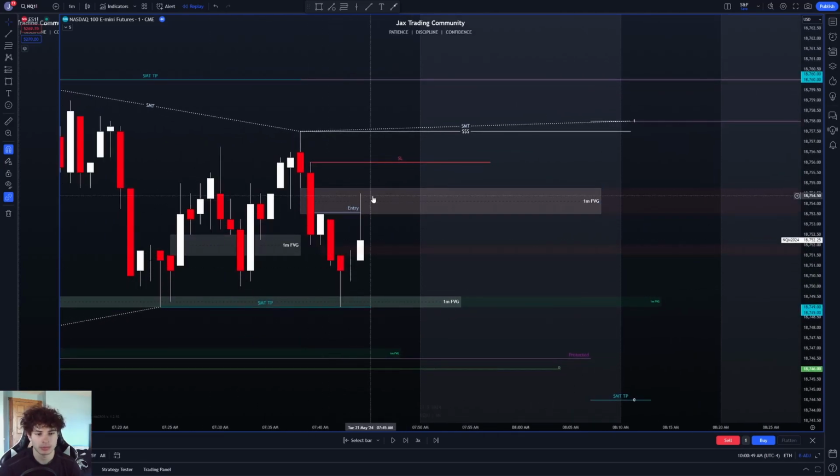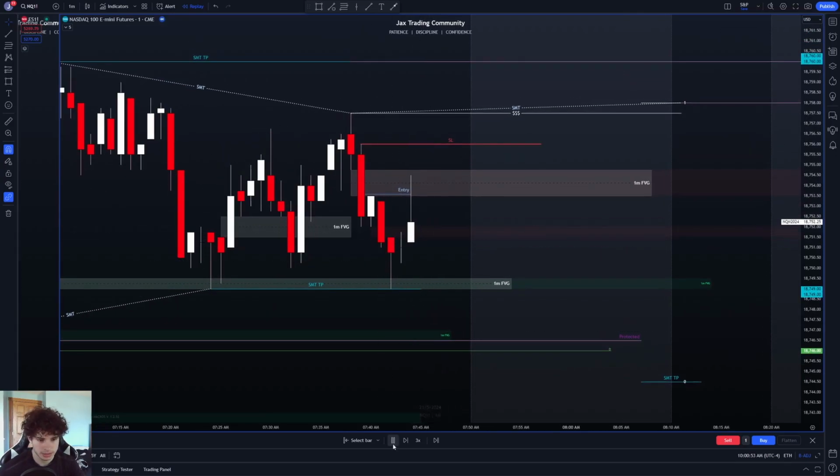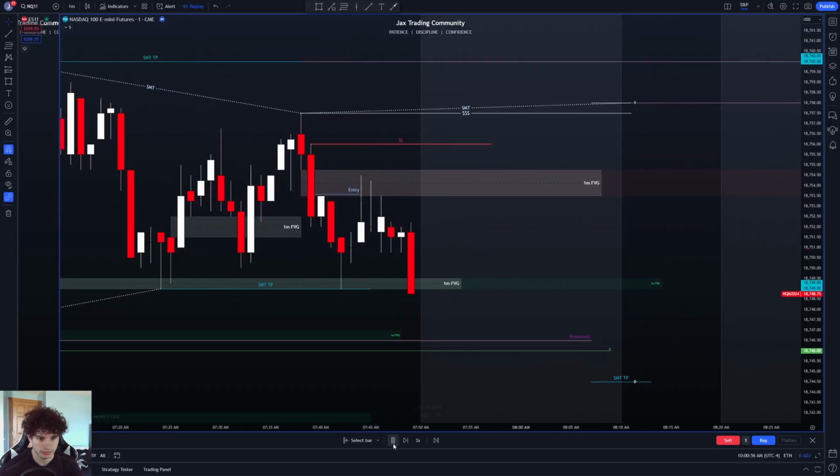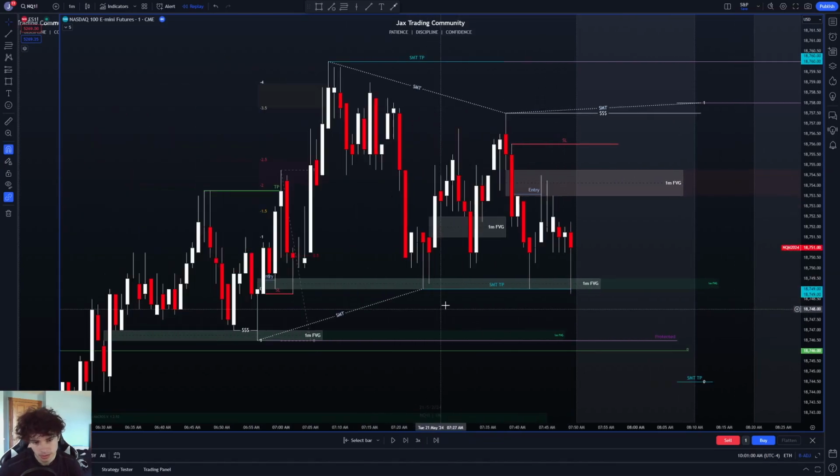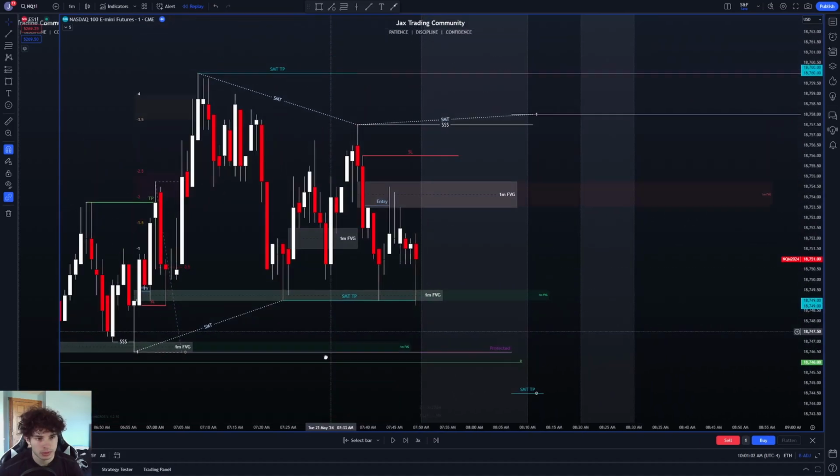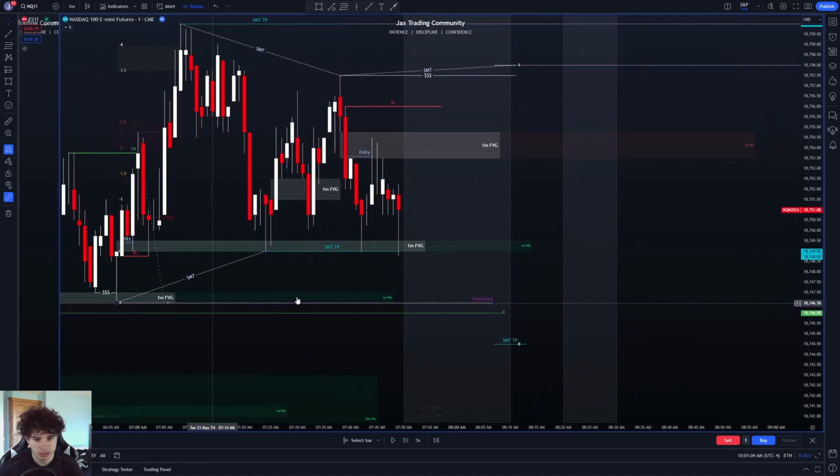So right here, we come back up, tap into this fair value gap. I would add an entry here. And then we'd sell off. This is where you make your money. And the SMT TP is now hit. So what's the next draw of liquidity? Next draw of liquidity honestly could be this protected low.